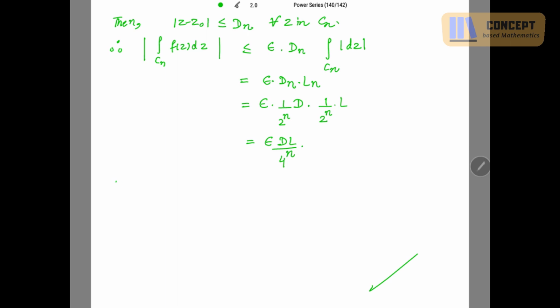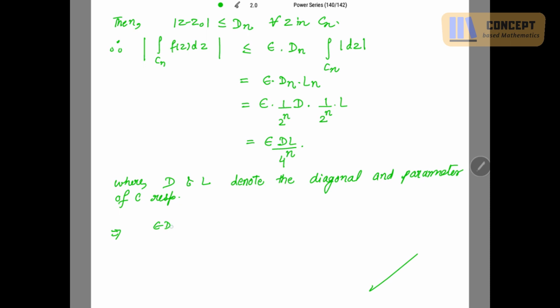So where D and L denote the diagonal and parameter of C respectively. Alright, so this implies epsilon DL over 4 power n is greater than or equal to this integral.